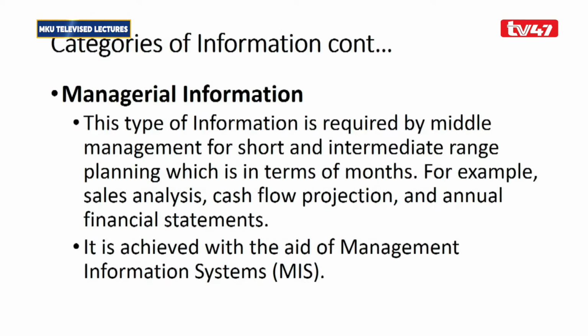This is in the managerial kind of information or in the managerial level. Then we also look at examples like sales analysis, maybe in a company whereby we are dealing with sales. Maybe in a supermarket scenario, for example, when they do their sales analysis, they are processing managerial kind of information. We have cash flow projection. We have annual financial statements. So depending on the kind of organization and what we are dealing with, we will have different forms of managerial kind of information. Then it's also achieved with the aid of a management information system, as I've earlier said.